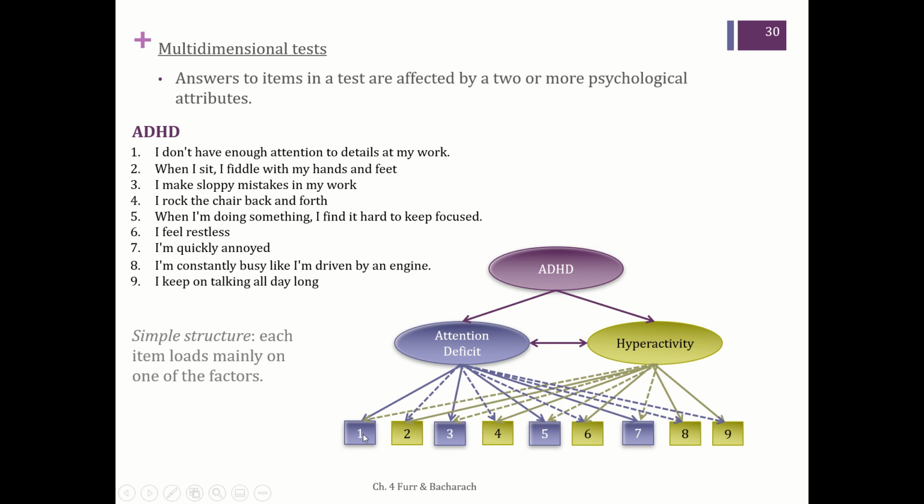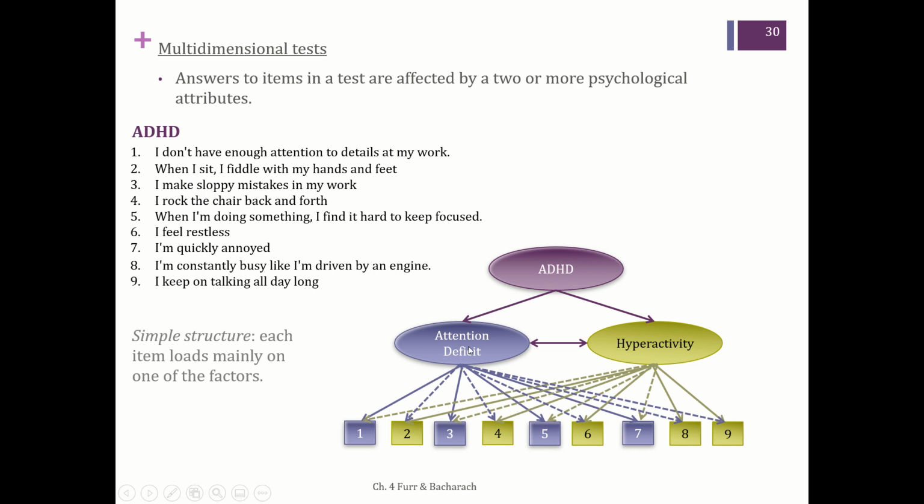I'm going to say, okay, so item 1, I don't have enough attention to detail at my work. Okay, great. Item 3, I make sloppy mistakes in my work. Okay, so clearly some attention to detail already coming up. Item 5, when I'm doing something, I find it hard to keep focused. Okay, that also seems to be implying some issues with attention. And finally, item 7, I'm quickly annoyed. Right, that's less clear, but overall, looking at all 4 items, there's clearly some attention-based thing going on in items 1, 3, 5, and 7. And that makes me think that vector 1 has an interpretation that has something to do with attention.